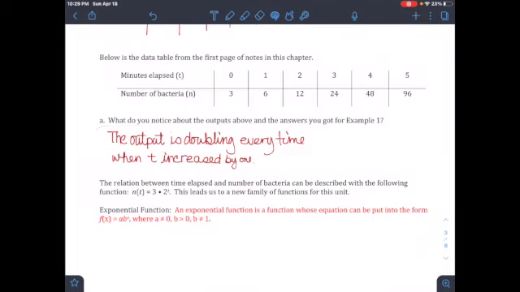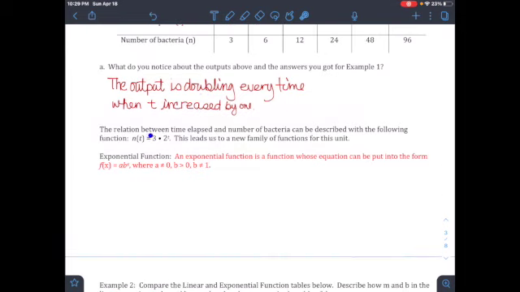Number 1 says, what do you notice about the output? A says, what do you notice about the output above? And the answer you get, for example number 1, is that the output is doubling every time t goes up by 1. Next, the relation between time elapsed and the number of bacteria can be described with the following function: N of t equals 3 times 2 to the t power.